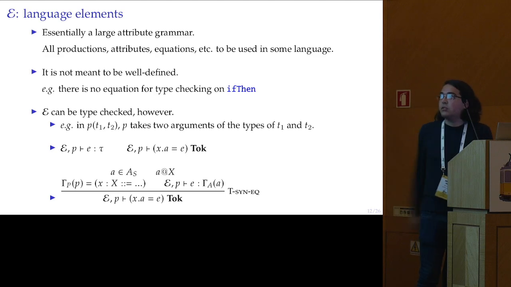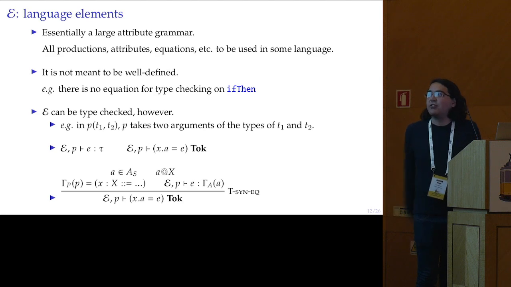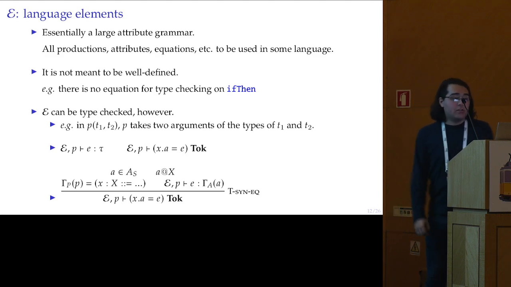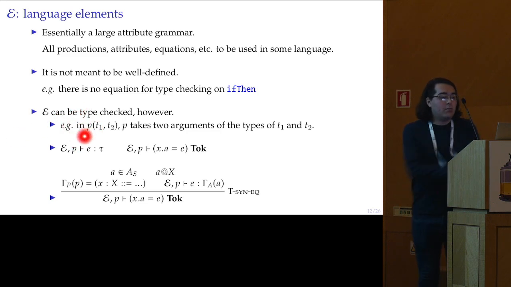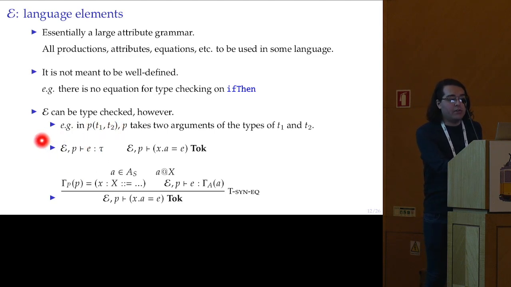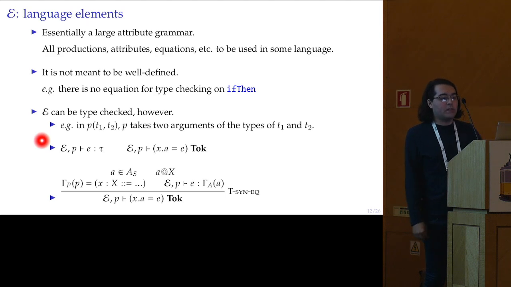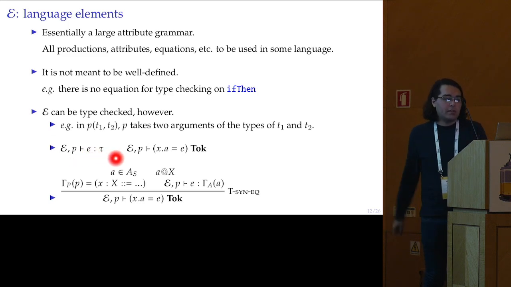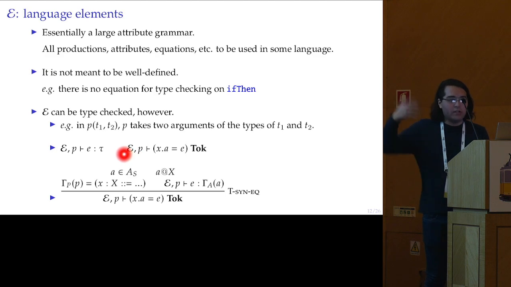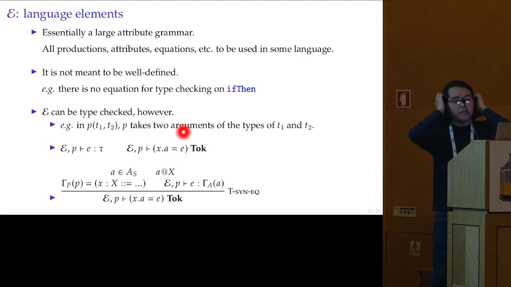I'm going to go over the rules in a bit of detail because there's going to be another type checking looking analysis later. So here we're looking at what it looks like to type check a production call, like a call to a production P with two children, T1 and T2. We've got two judgments here. The first one says, given the context of our whole specification and the production we're in an equation for, does some expression E have type tau? The second one says, given that same context, so we're in some production's body and we've got the whole rest of the specification as context, is this equation well typed, x.a = E?